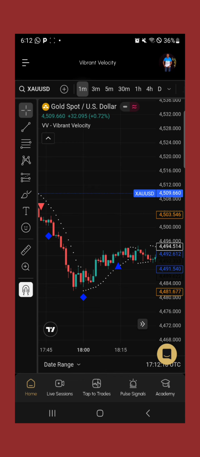So if you are using 0.03 lot size, you have known that you are taking what? You are taking $6 per trade in 1 minute time frame.